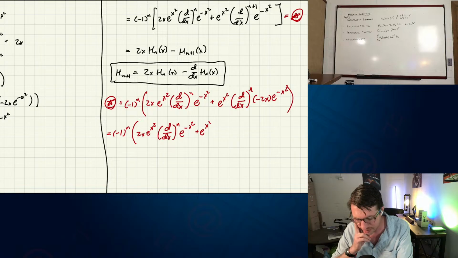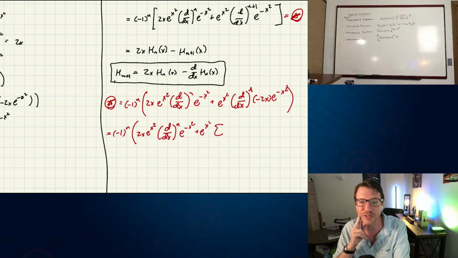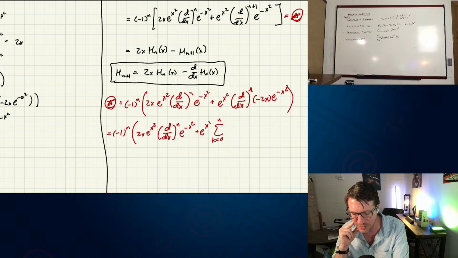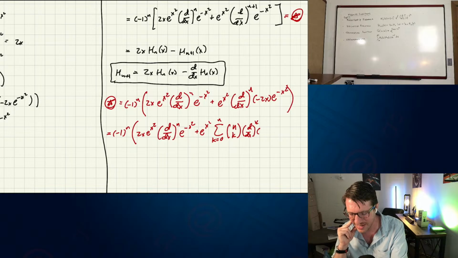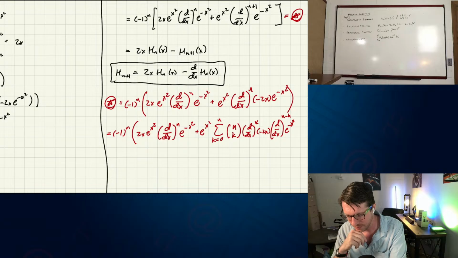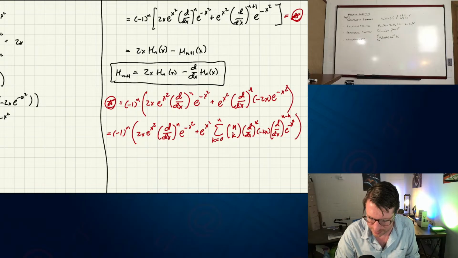And now we end up getting this. So it ends up having like a choose statement. So it's going to be k equals 0 to n, and we're going to have n choose k. And then we're going to have d by dx to the kth power attacking minus 2x, and then we're going to have d by dx to the n minus k power attacking e to the minus x squared. All right, and right now parentheses, I think that's good.